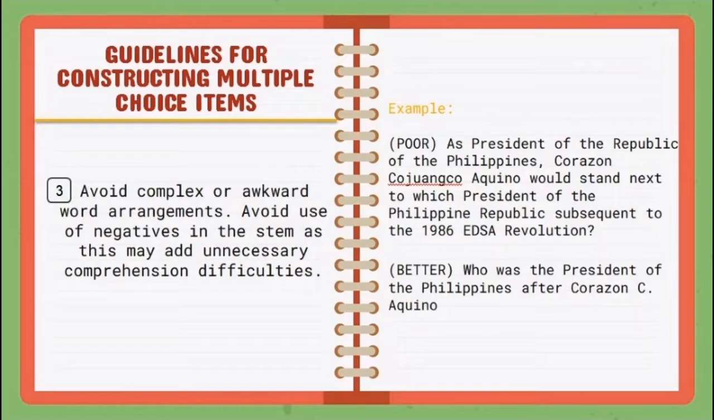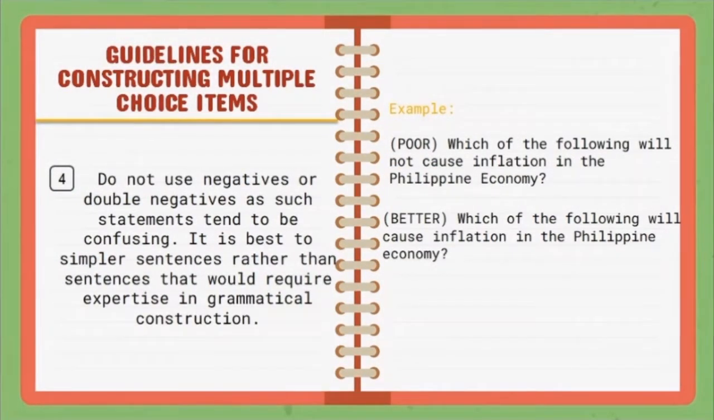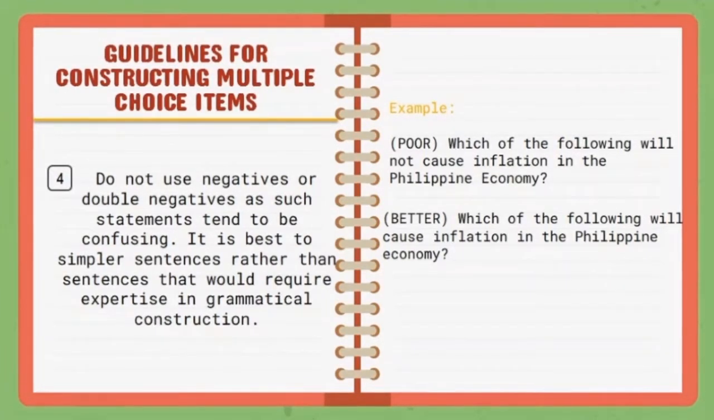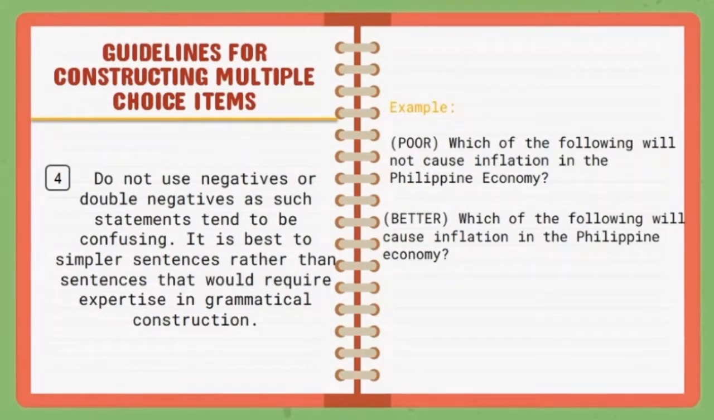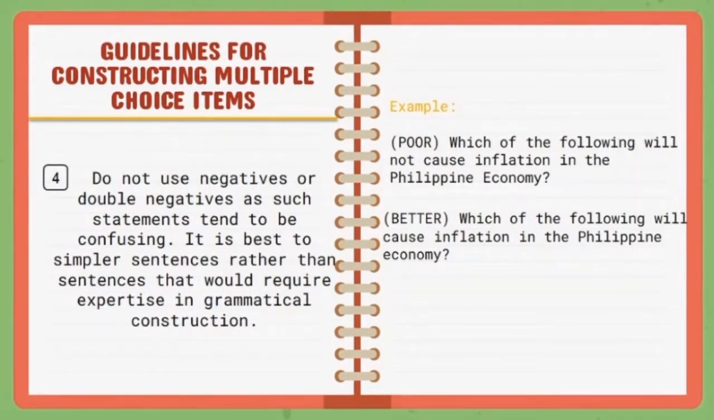Who was the President of the Philippines after Corazon C. Aquino? See, the question is now easier to understand because it is written in a simple way. Number 4. Do not use negatives or double negatives, as such statements tend to be confusing. It is best to use simpler sentences rather than sentences that would require expertise in grammatical construction.